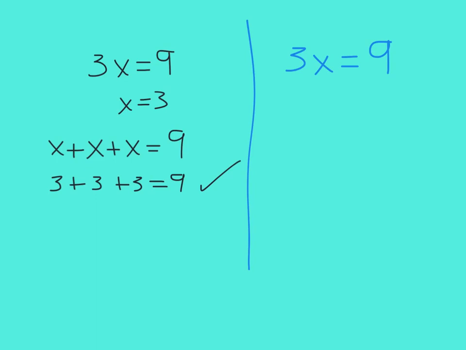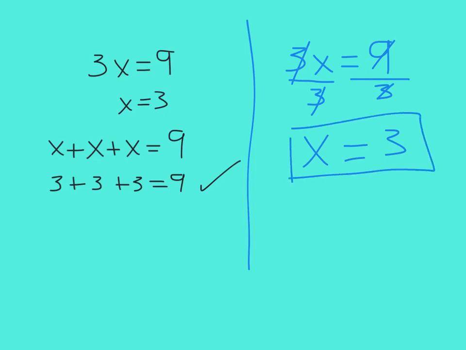But in algebra, often what we do is we actually divide both sides by 3. And when we do that, you guys know from integers and from fractions that 3 over 3 just gives me 1. So that gives me 1x, but you know we don't put that 1 in front of the x, it's there, it's invisible. And then we get 9 over 3, which again from top heavy fractions, you guys should know that 3 goes into 9 3 times. So x is equal to 3. So what we do with one side, we do with the other.